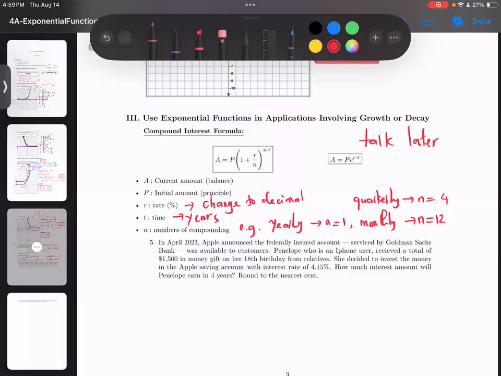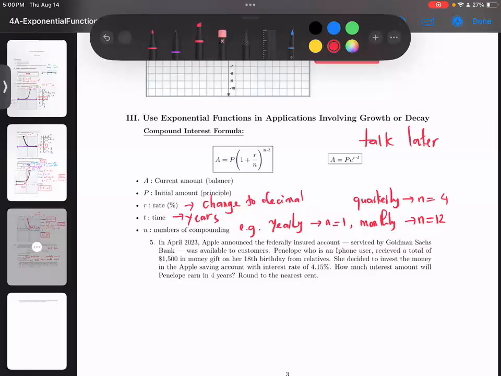In April 2023, Apple announced the savings account service by Goldman Sachs Bank was available to customers. Penelope, who is an iPhone user, received a total of $1,500 in money gift on her 18th birthday from relatives. She decided to invest the money in the Apple savings account with interest rate of 4.15%. I believe it's going down to 3.65 now. How much interest will Penelope earn in 4 years? Round to the nearest cent.